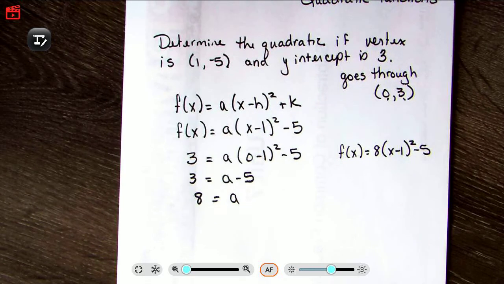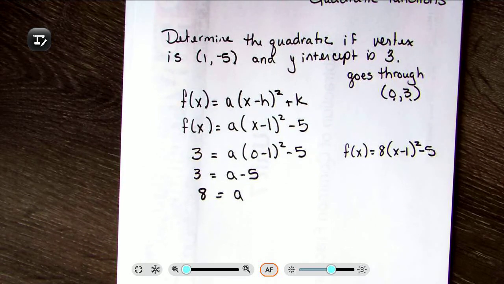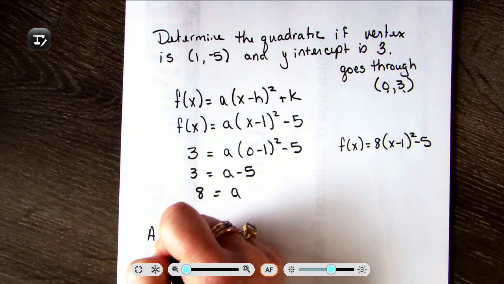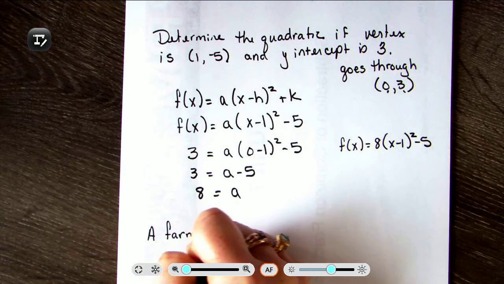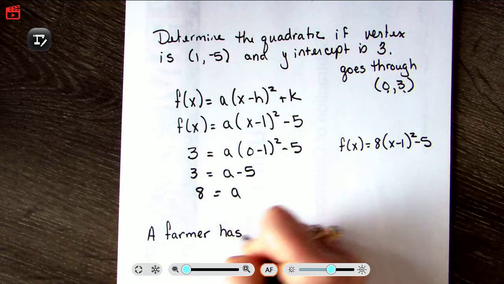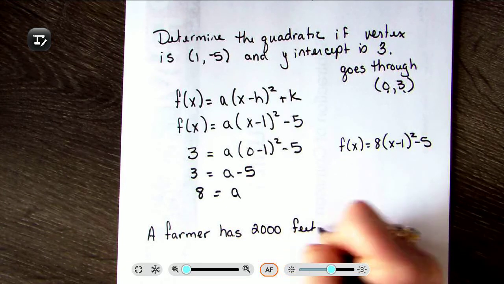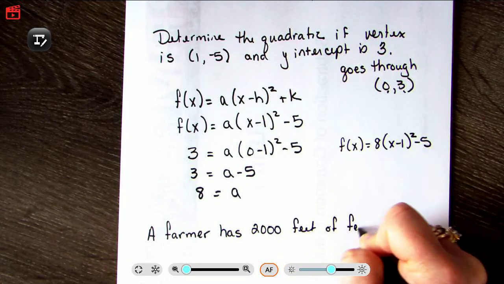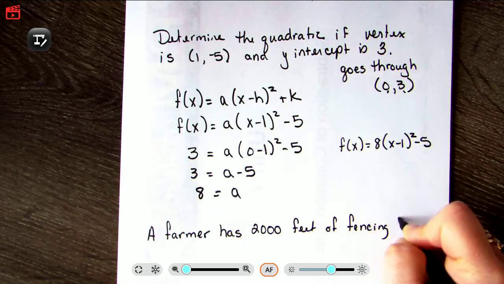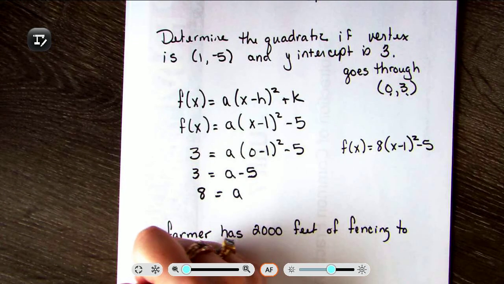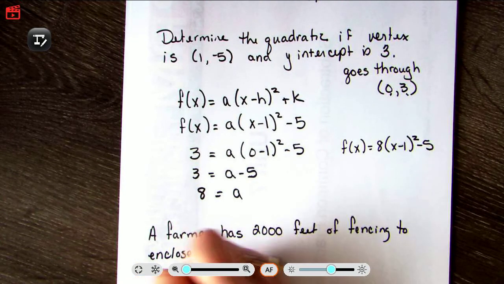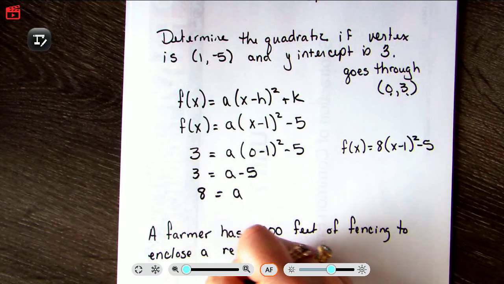All right, let's see here. Let's say that I have a farmer who has 2,000 feet of fencing to enclose a rectangular pen.